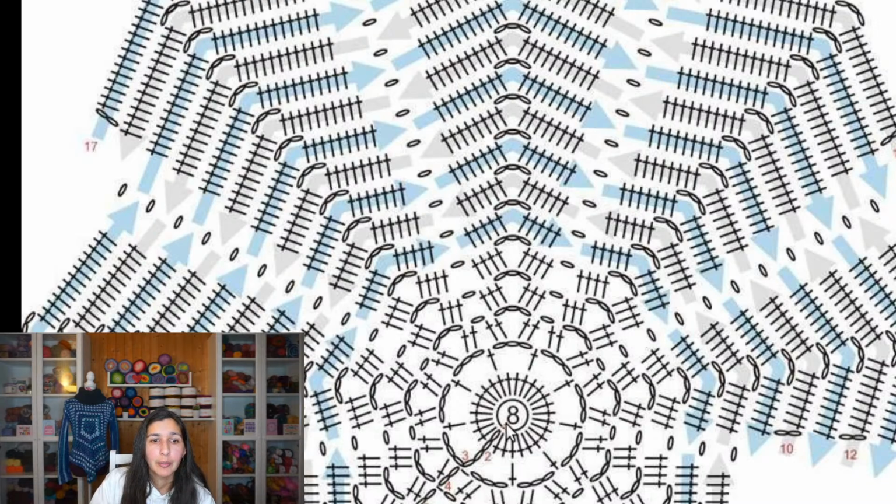Sorry. Okay, so row 1 is those double crochets here. And row 2 is this chain, double crochet, chain, double crochet, chain, double crochet, and so on. Okay? Was that clear?